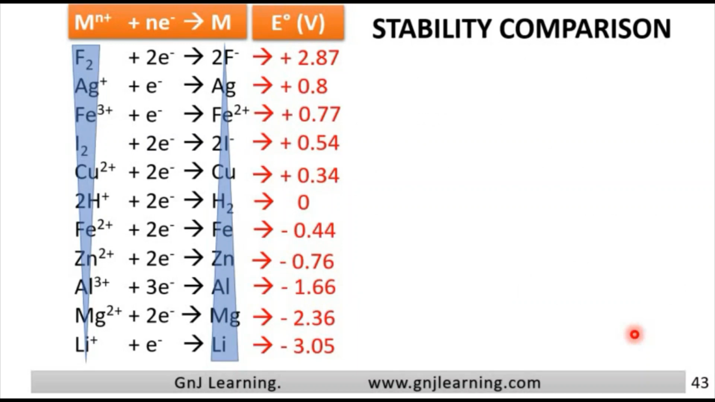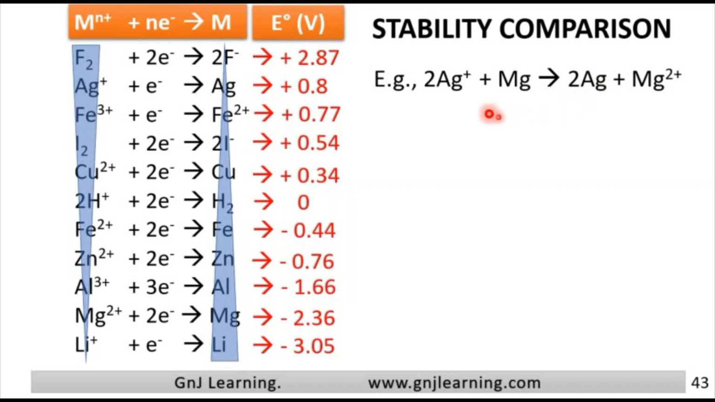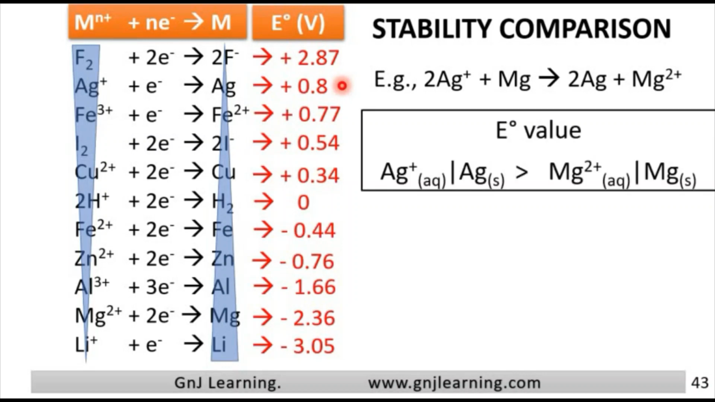Now let us look at two electrodes. We have Ag plus to Ag. Can you find this half cell? Yes, it is this one, Ag plus to Ag, and the next half cell is Mg to Mg2 plus. The Ag half cell has the high E0 value. The E0 value is higher for silver than magnesium.